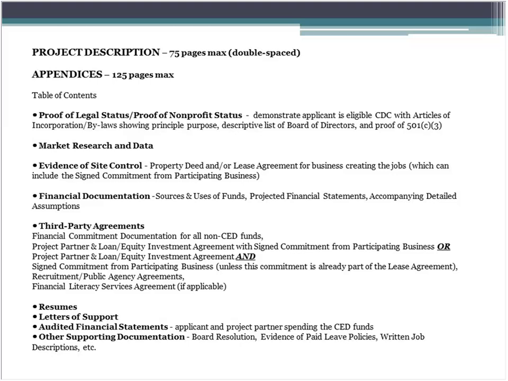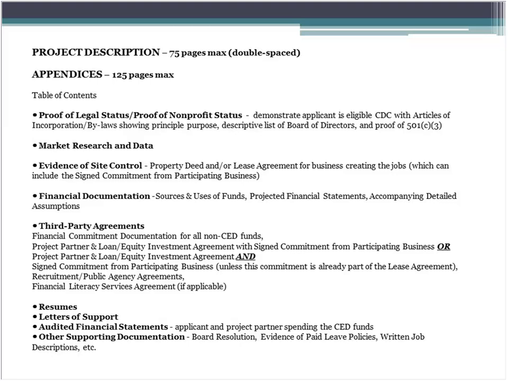Then you would have your recruitment and public agency agreements. Again, this is just to show that you've identified organizations in your area that provide appropriate services to help low-income individuals get prepared for employment. And if you have specific workforce development entities in your area that are providing any kind of skilled training, you definitely would want an agreement with them, and this is where it would be.